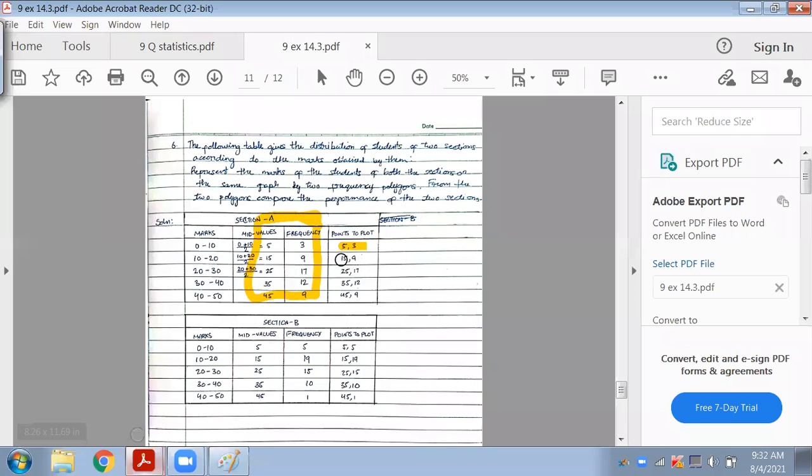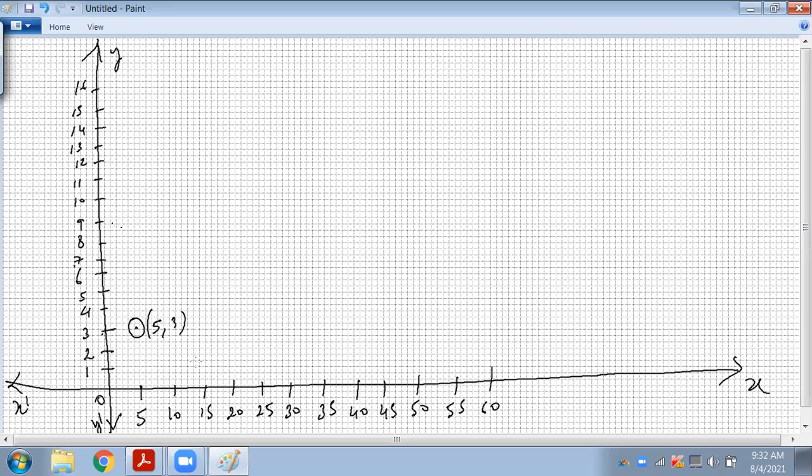Next point is 15, comma 9. Now x is 15 here, y is 9 here. Where they will intersect, 9 and 15, they will intersect somewhere at this point. So put a dot and put a circle around it, and this will be 15, comma 9.